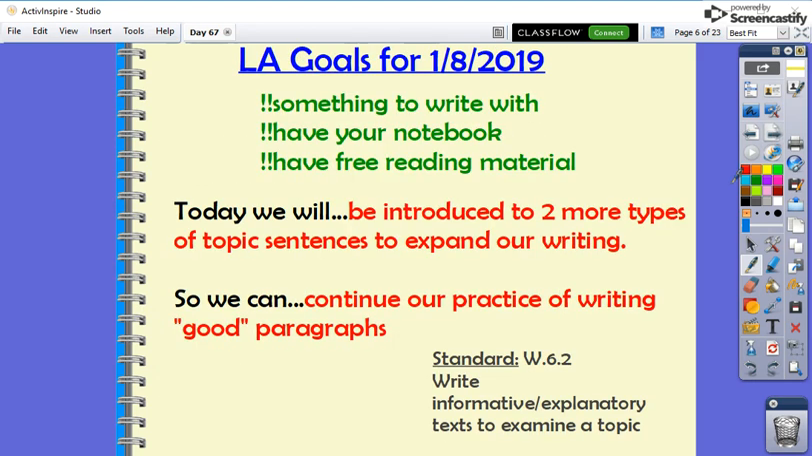We are going to be introduced to two new types of topic sentences to expand our writing a little bit so that we can continue practicing those good, well-organized paragraphs.